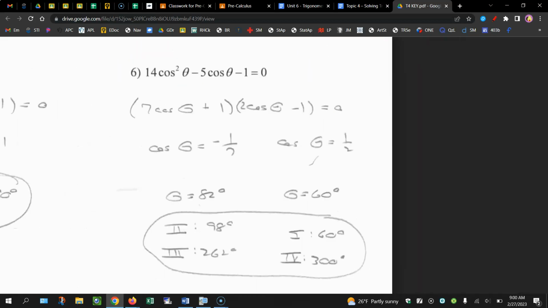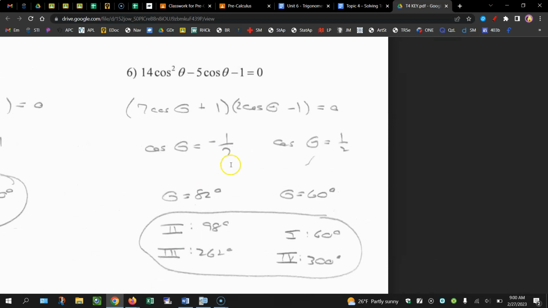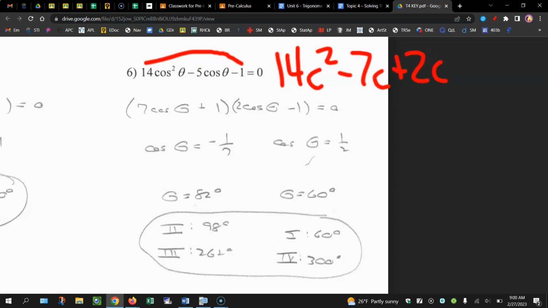Okay, question 6. Similarly here, you're going to have to go with some factoring by grouping. 14 times -1 is -14. So you need numbers that multiply to -14 that add up to -5, which are -7 and +2. So this is going to look like something like this. Plus 2 cosine minus 1 equals 0. You factor by grouping and you'll get down to this. So you end up with these two values, -1/7 and +1/2.